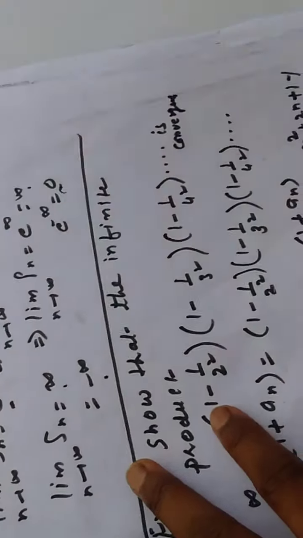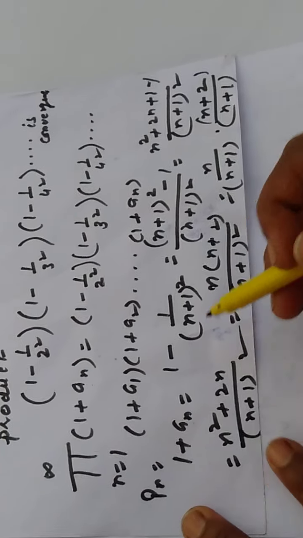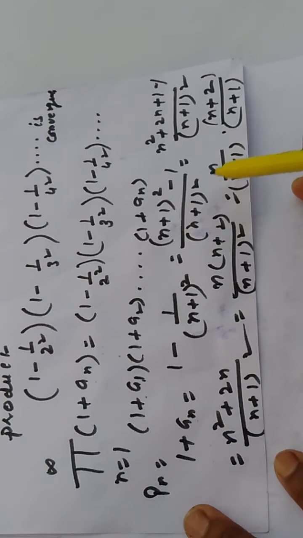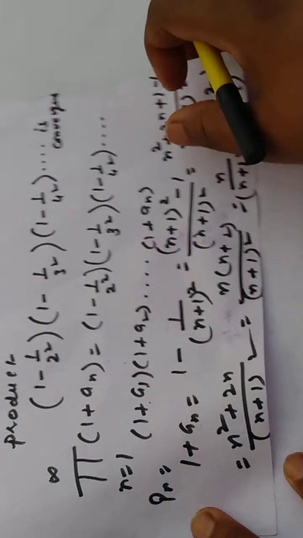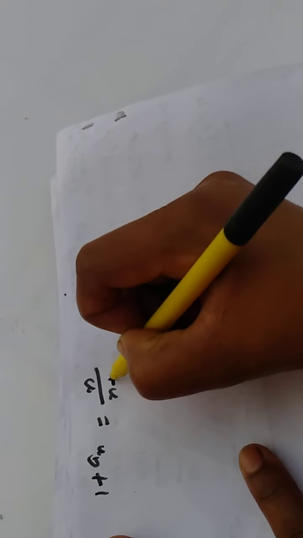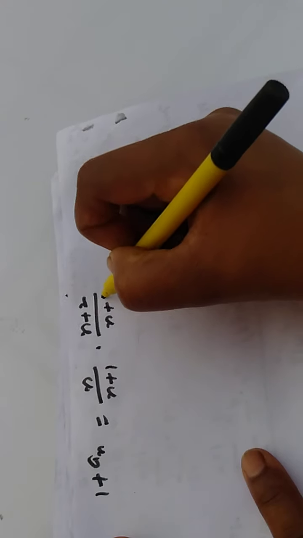Okay, n upon (n plus 1) into (n plus 2) upon (n plus 1). Now if we want to check, Pn is what? (1 plus a1)(1 plus a2) up to (1 plus an), and 1 plus an is n upon (n plus 1) into (n plus 2) upon (n plus 1), right? See, 1 plus an is n upon (n plus 1) into (n plus 2) upon (n plus 1).